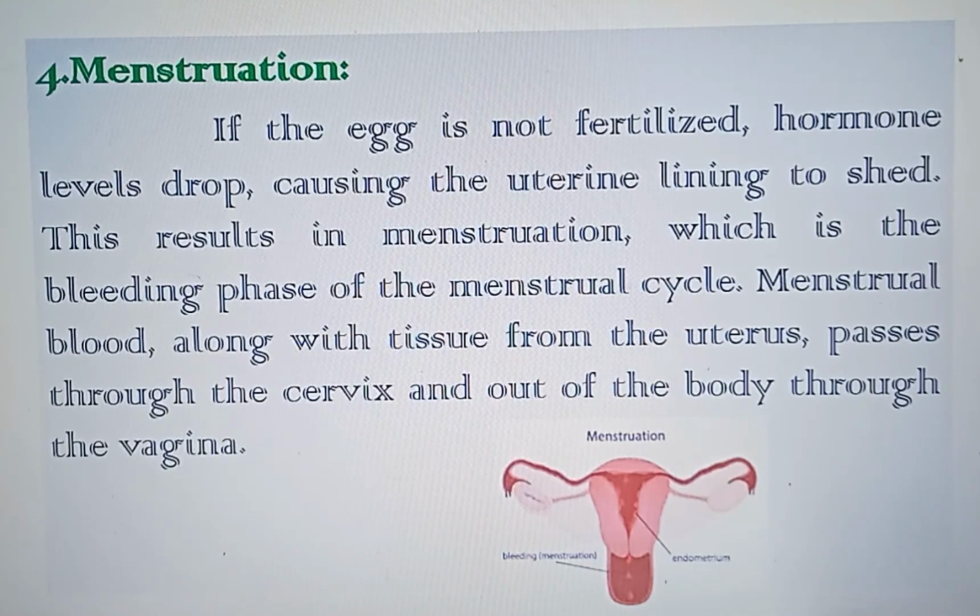Menstruation. If the egg is not fertilized, the hormone levels drop, causing the uterine lining to shed. This results in menstruation, which is the bleeding phase of the menstrual cycle. Menstrual blood along with tissue from the uterus passes through the cervix and out of the body through the vagina.